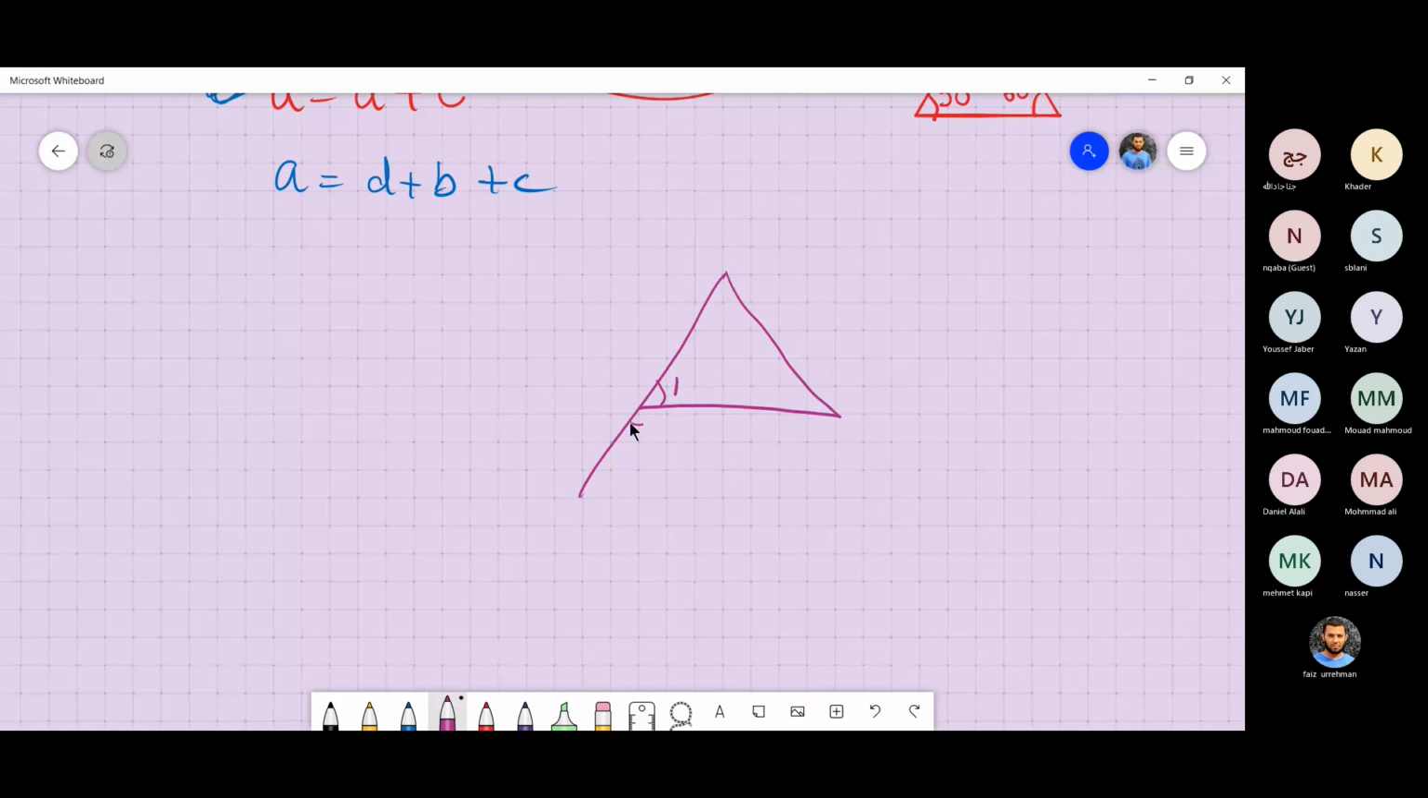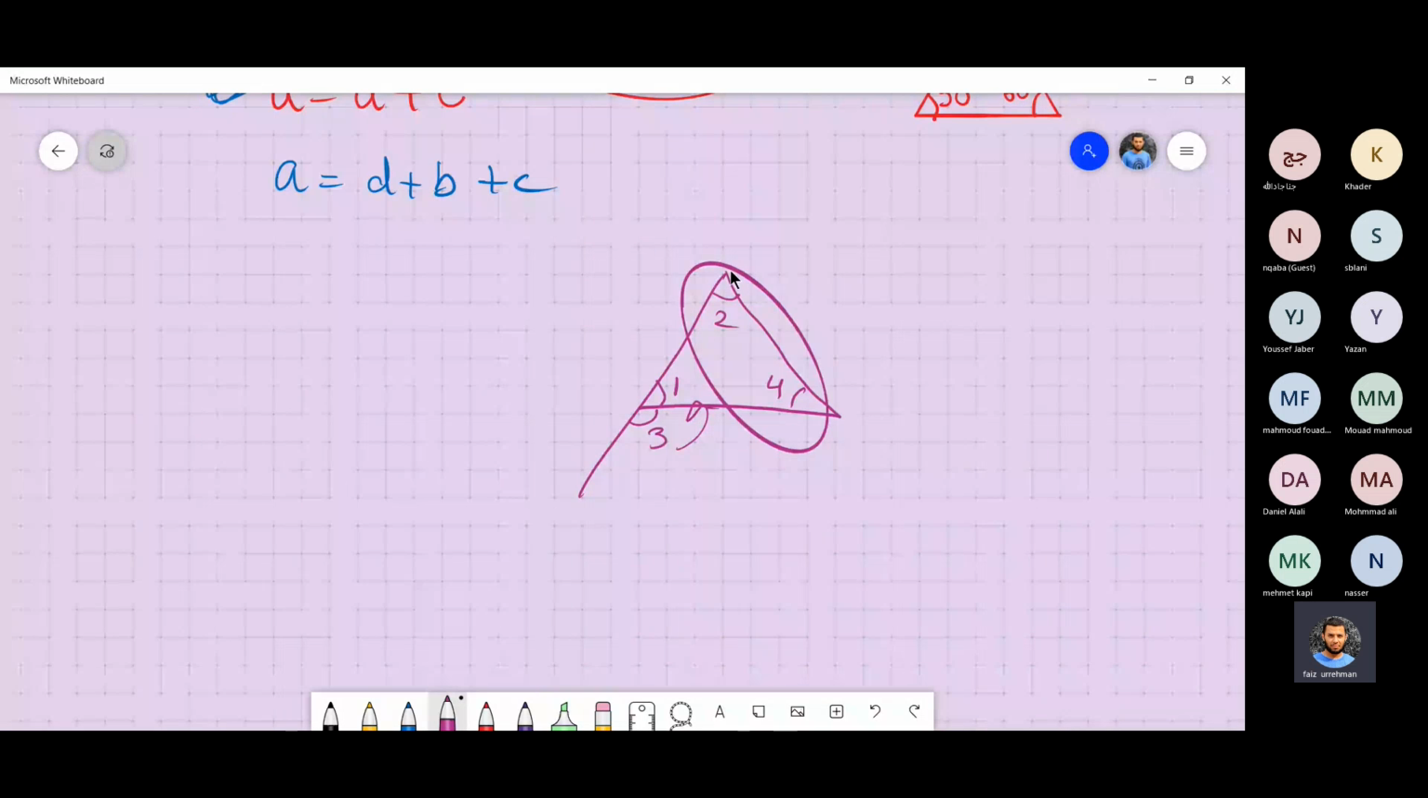We have angles 1, 3, 2, 4. What is the interior angle for angle 3? 1. Just only 1. 2 and 4 are very far away. I'm not considering 2 and 4 now. Now tell me this one.